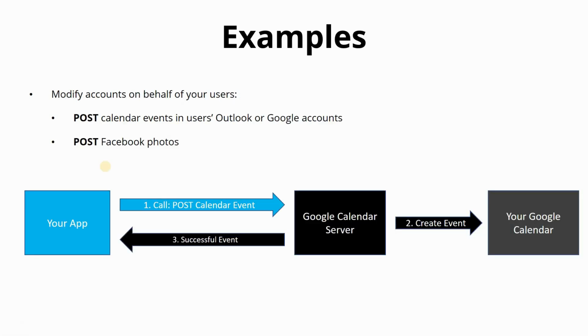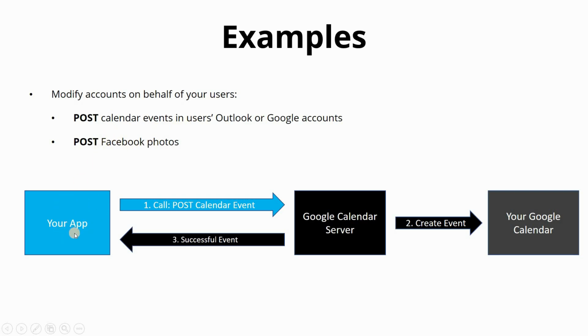Now let's look at an example for POST calls. With POST calls, you can do something that you're probably familiar with already. This is very popular on the internet, where you have apps update external accounts on your behalf. So let's say your email lets you create a Trello card directly from your email message. That means that you've given your email client access to your Trello account, okay? And you can do that in Bubble as well. So you can post calendar events in your users' Outlook or Google Calendar accounts directly from your app. You can create Facebook photos using a POST call.